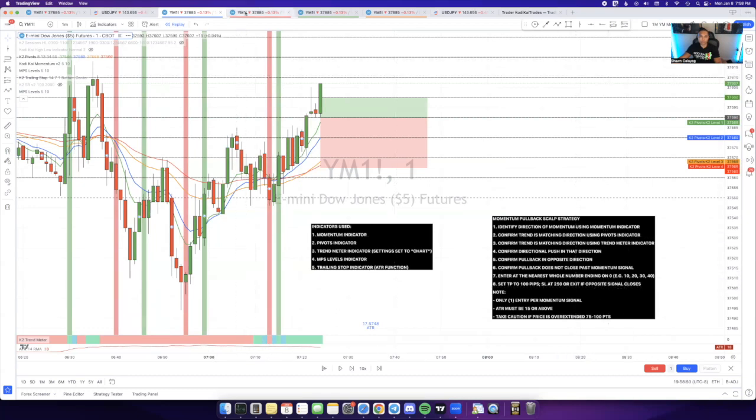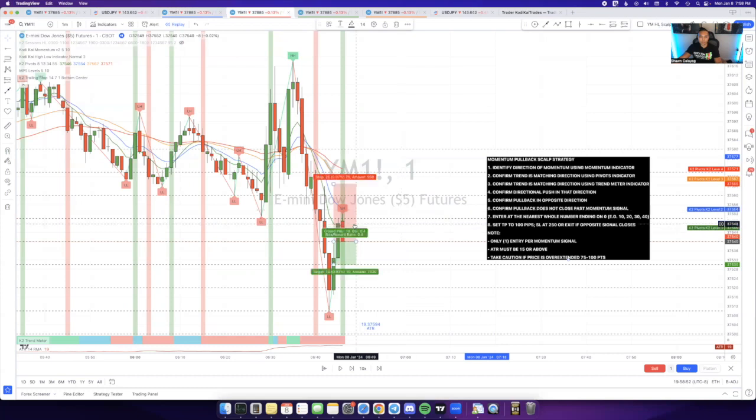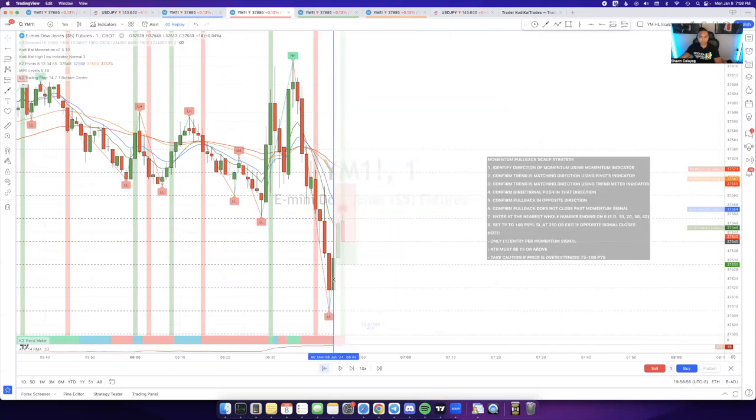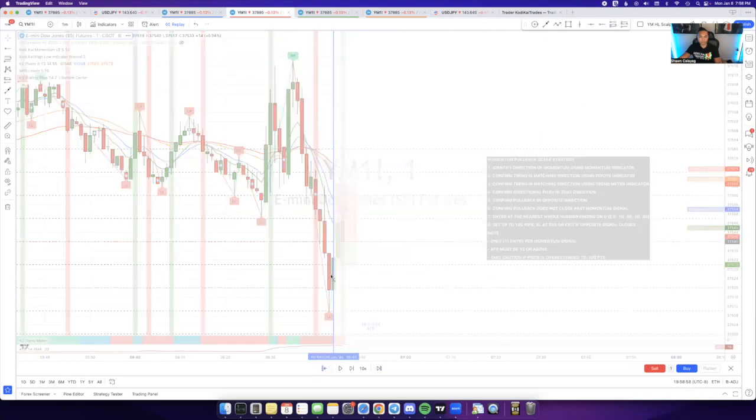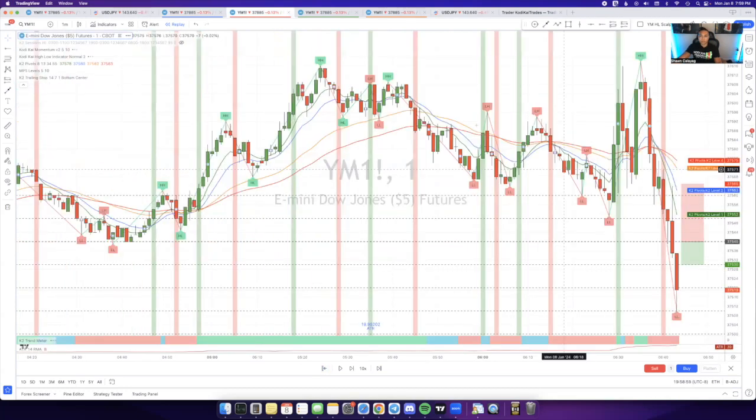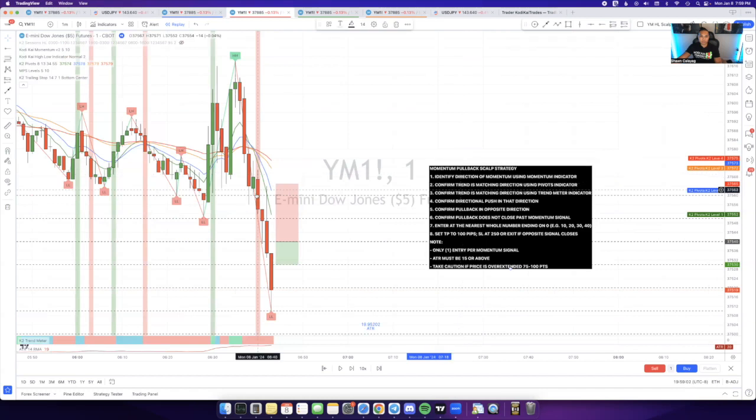So going over to this chart over here, here's an example of when an opposite signal closes. So let me go over here real quick, show you the example. All right, so again, first step, momentum right here for a sell, you're looking for a sell. Pivots over here are bearish. You can see prices below the pivots. Pivots are angling down. That's step 2. Step 3, confirm that the trend is matching with the trend meter. Trend meter down below is red. Step 4, confirm a directional push in that direction. Here goes a directional push.